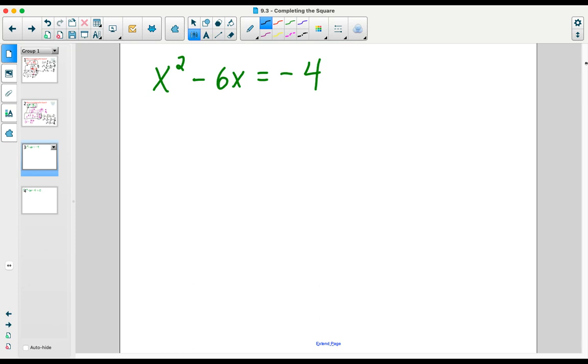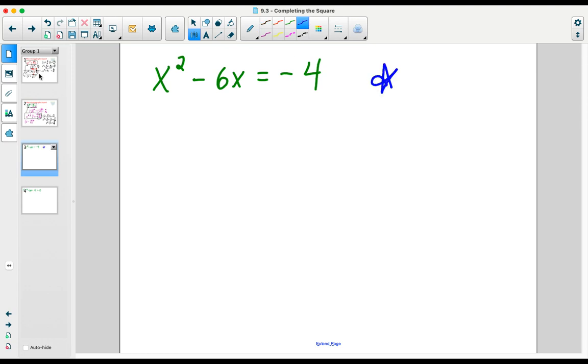When solving an equation by completing the square, we take a slightly different approach than we're used to taking when we were solving by factoring or solving with the quadratic formula. When we solve an equation by completing the square, we do not actually set the equation equal to 0. What we want to have is the look that's here.